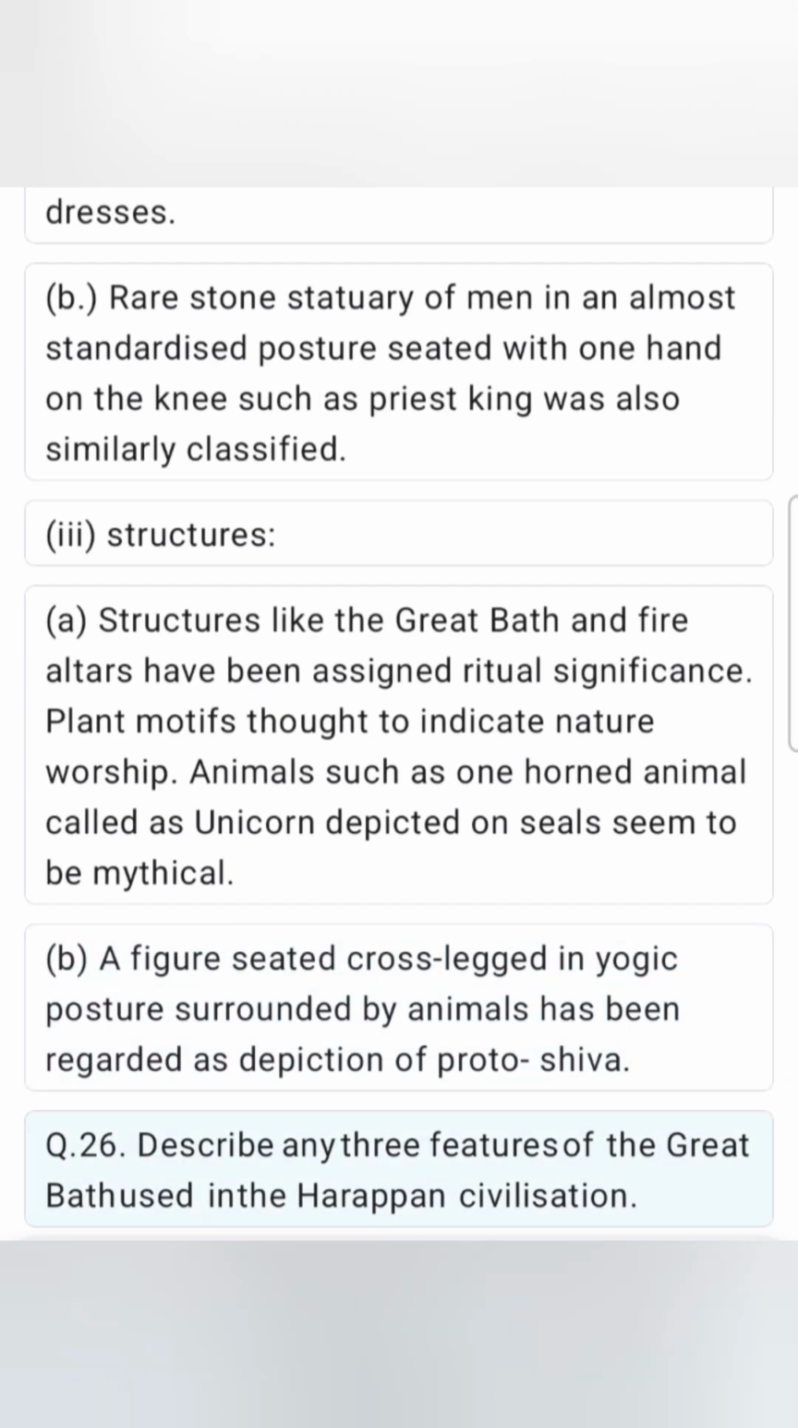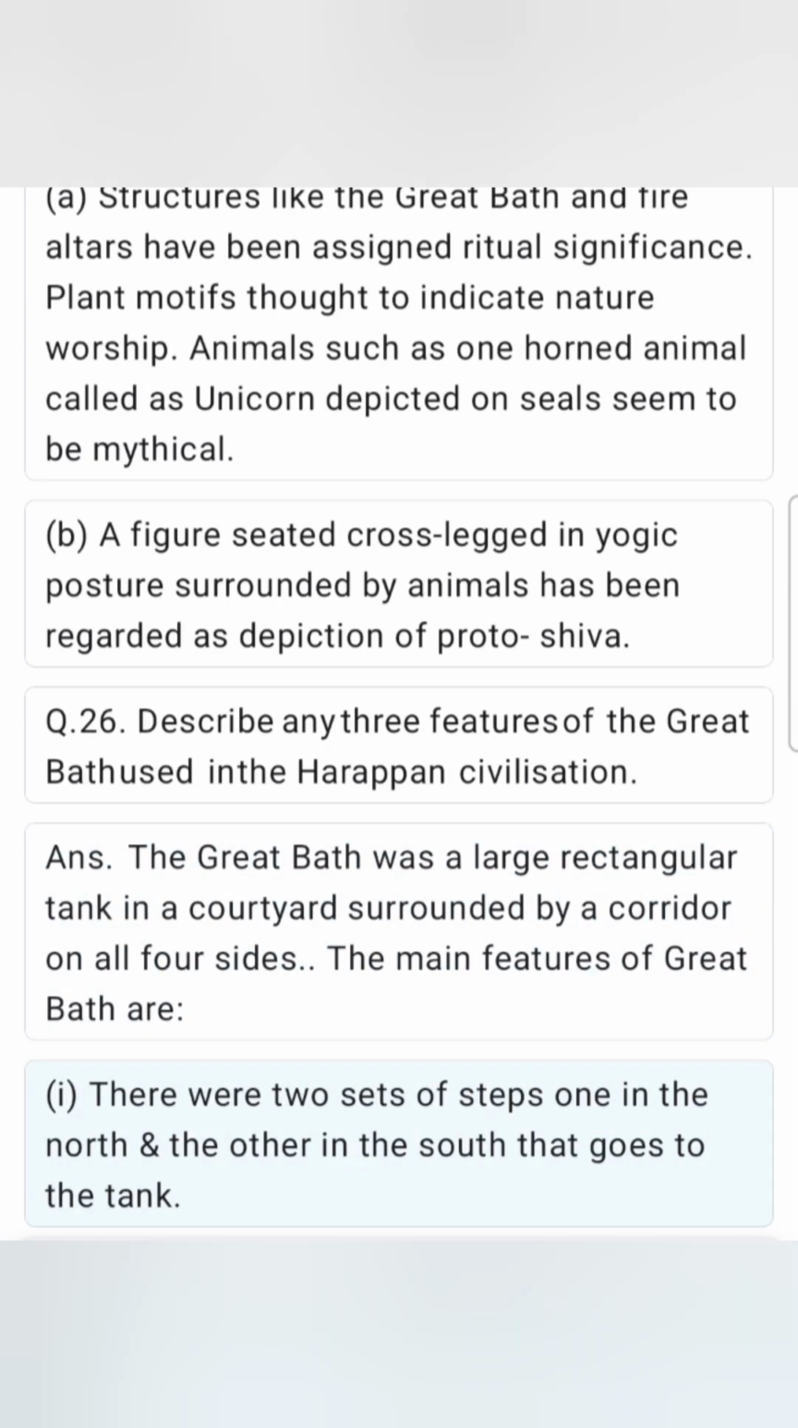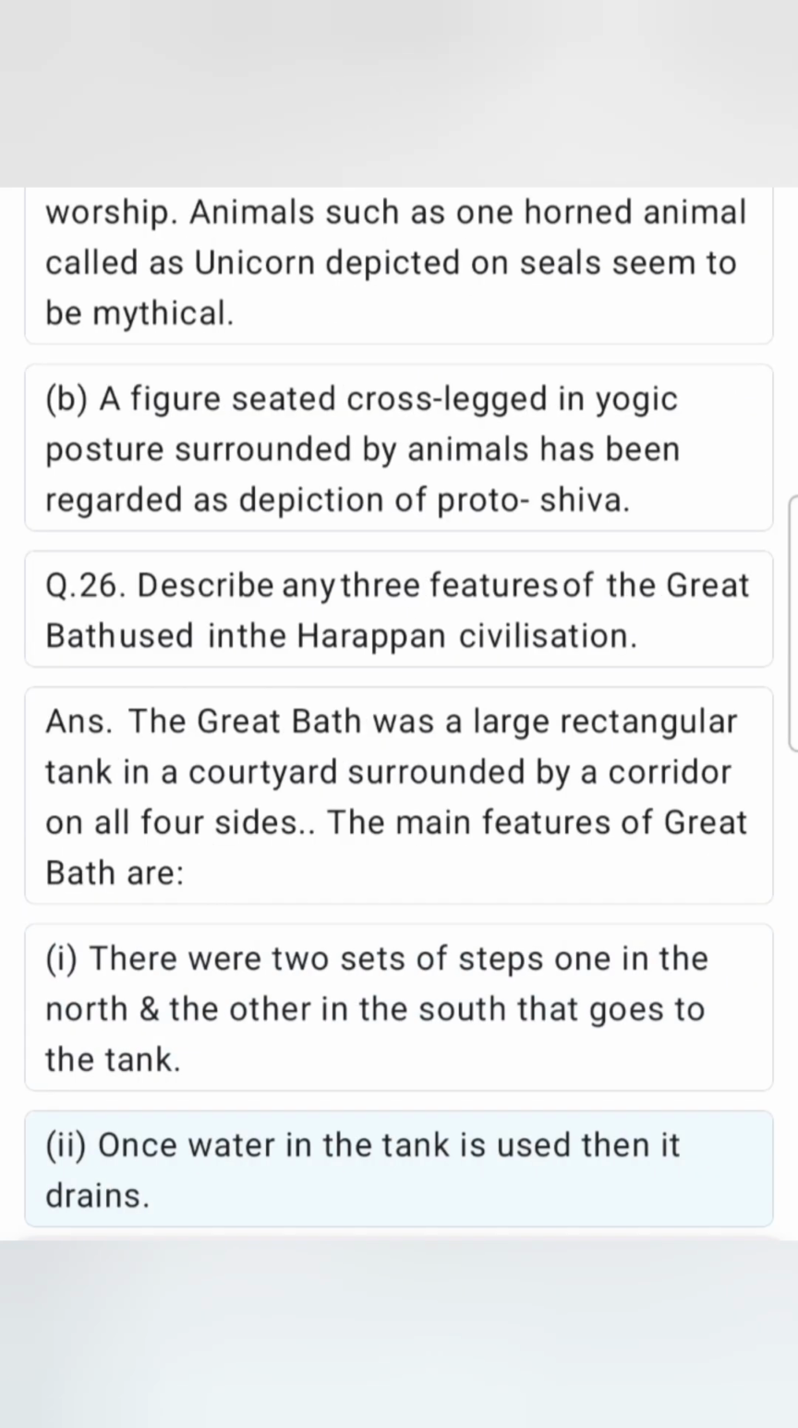Q. 26. Describe any three features of the Great Bath used in the Harappan Civilization. Ans. The Great Bath was a large rectangular tank in a courtyard surrounded by a corridor on all four sides. The main features of the Great Bath are: I. There were two sets of steps, one in the north and the other in the south, that go to the tank. II. Once the water in the tank is used, it drains.